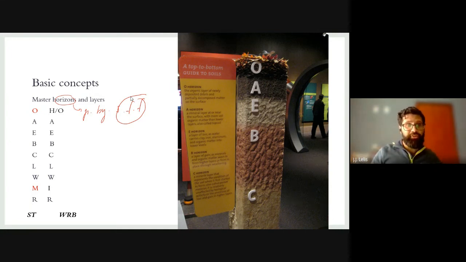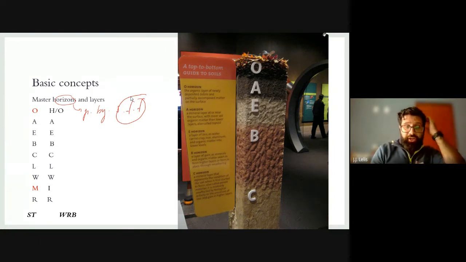But clay eluviation is a process that only occurs in soils. So clay eluviation produces a horizon, okay? And what is a layer? A layer is something else. A layer is a part of soil that was not produced by a soil formation factor and an interaction between these soil formation factors, or was not produced by a process that produces soil.